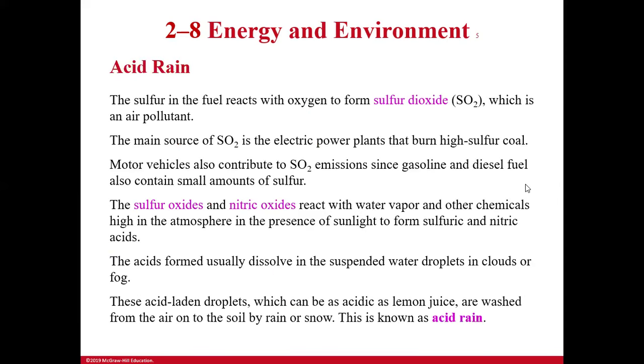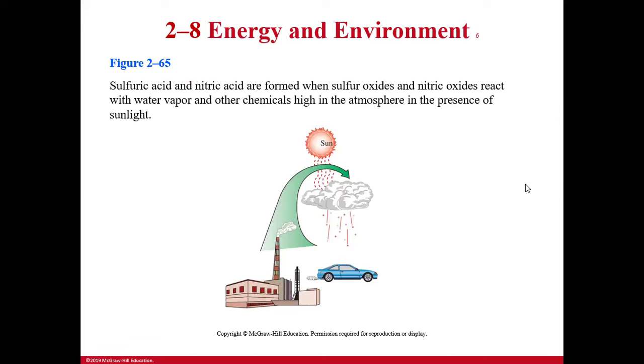Acid rain is from burning of coal. Fuel produces sulfur dioxide because coal contains sulfur. Sulfur dioxide mixes with water in the atmosphere and produces sulfuric acid, which comes down as acid rain. This shows you how sulfuric acid is formed, how acid rain is formed basically.